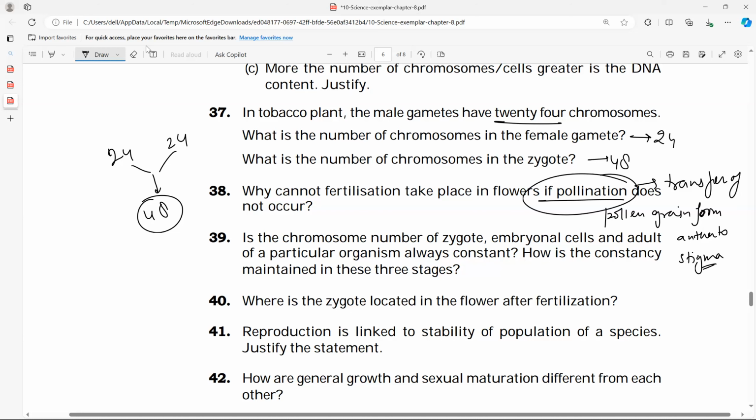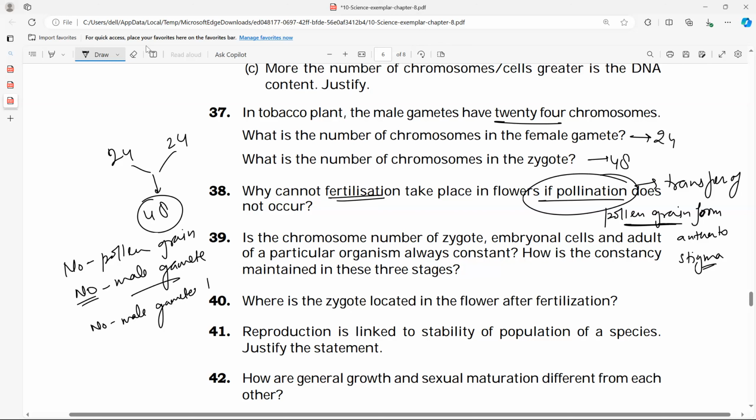If it is being transferred from anther to stigma, then what is going to happen? The male gamete is formed. This pollen grain gives rise to two male gametes, and when these male gametes fuse together, fertilization is going to occur. So if there is no pollen grain, then there will be no male gametes. If there is no male gamete, there will be no fertilization.